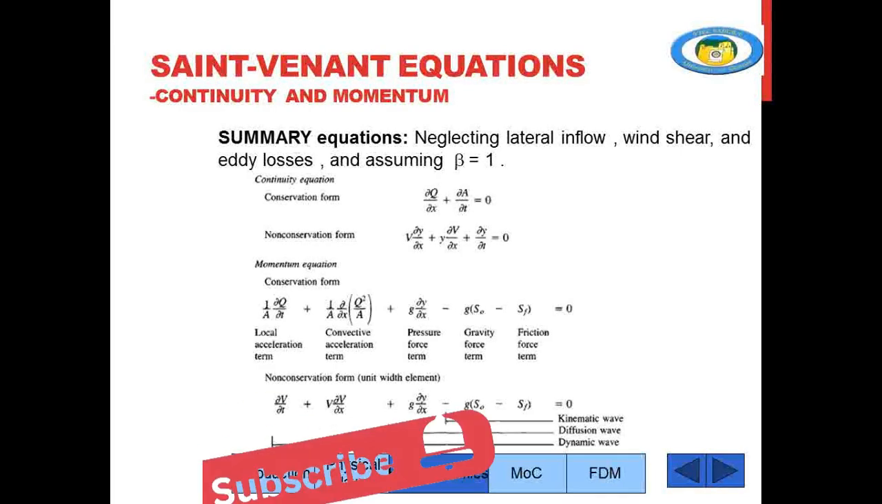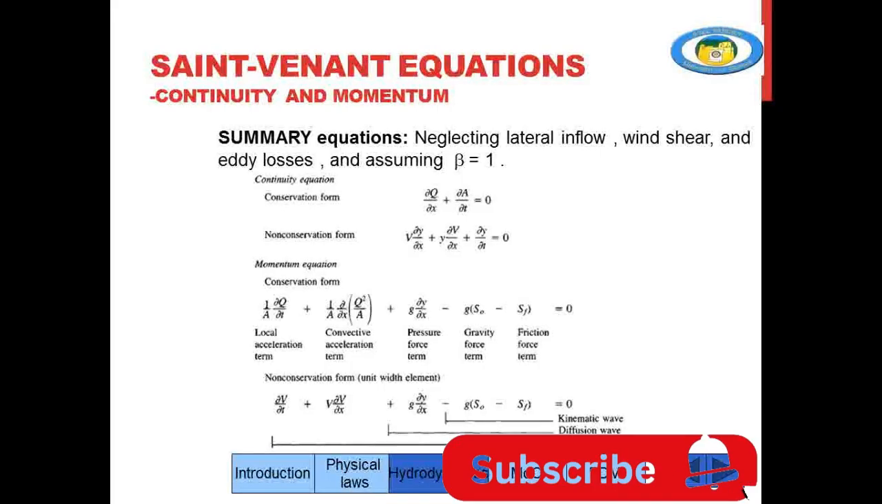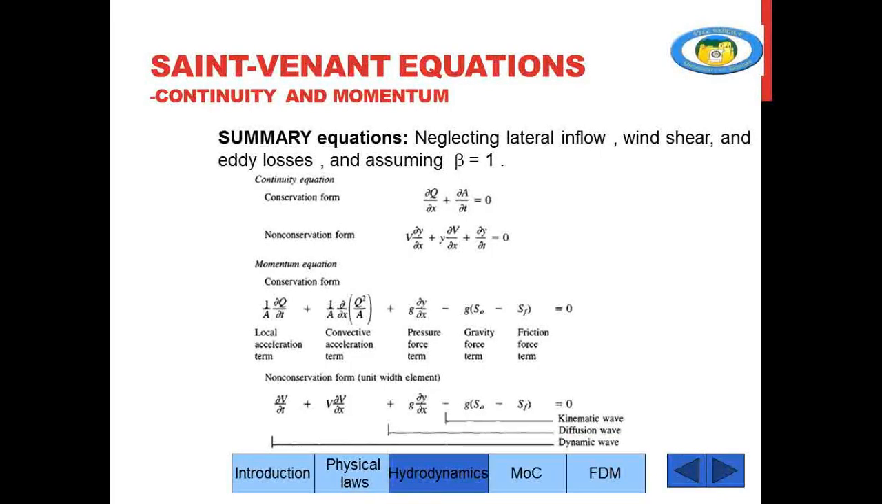It may either be explained by using Q and A, in which case you would have the conservation form of the Saint-Venant equation, or you may use velocity and flow depth, in which case you do have the non-conservation form of the Saint-Venant equation. So since two variables are required to describe the flow at any point and any time, we need to have two sets of equations, one on continuity and the other one on momentum.